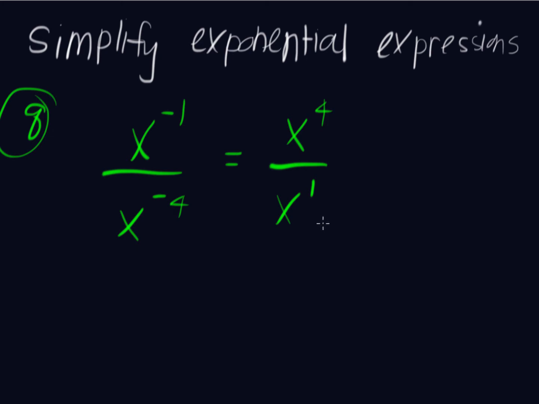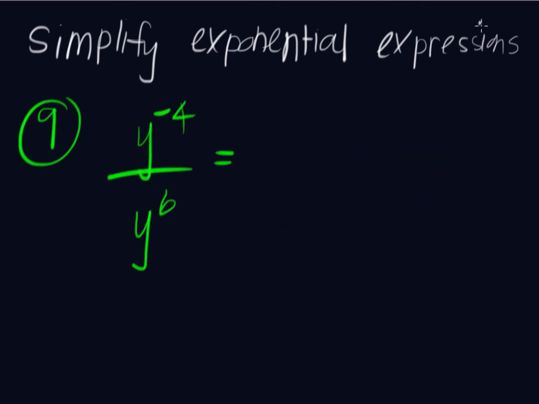So now I can go to that third step of using the power rule, quotient rule, or the product rule. And this is a quotient rule, where if we have the same base and we're dividing them, we keep that base and subtract our exponent. So 4 minus 1 is x cubed. And that's our final answer.